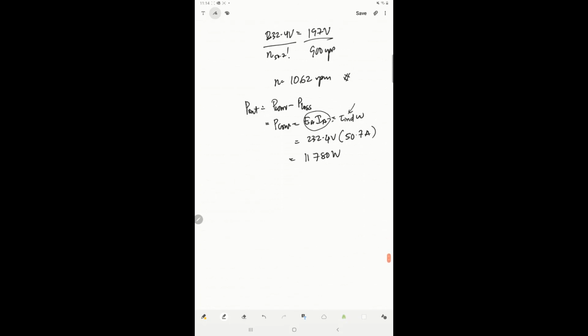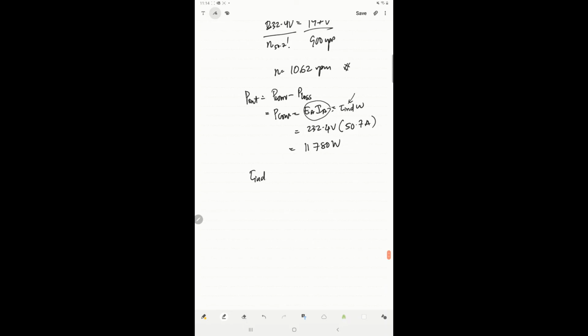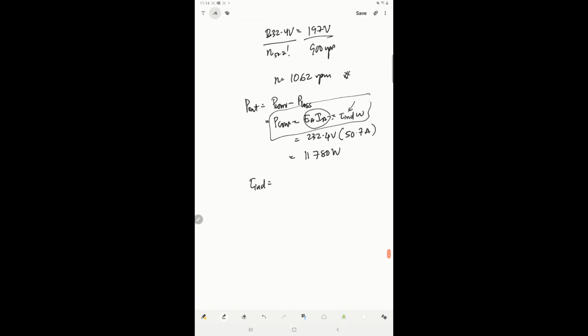11,780 watts. Okay, so the induced torque is, therefore, we use the equation of P converted here, EA IA over omega. So it's 11780 watts divided by the speed, which is 1062 rpm, so we have to multiply by 2 pi over 60 to get radian per second. So eventually we get 106 Newton meter.